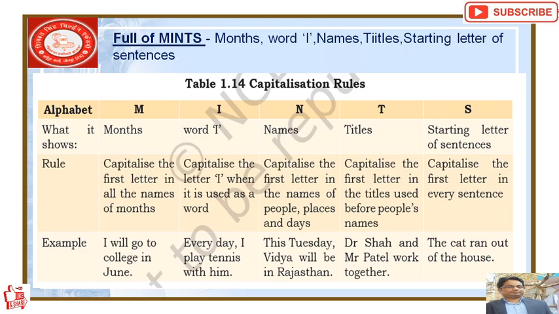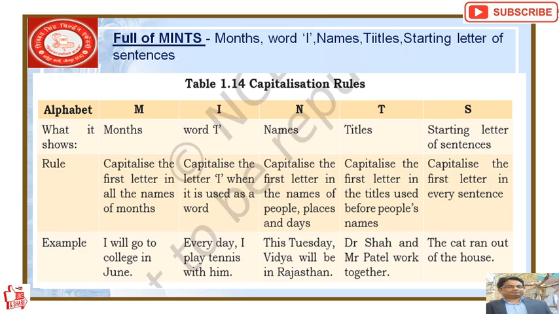So M for month, I for I, it's a simple letter, meaning we are going to initiate with I, so there is no full form. N for names, T for titles, S for starting letter of sentences. Okay, so these are the 5 letters and these are the full forms. Now coming to the rules. First we talk about M.